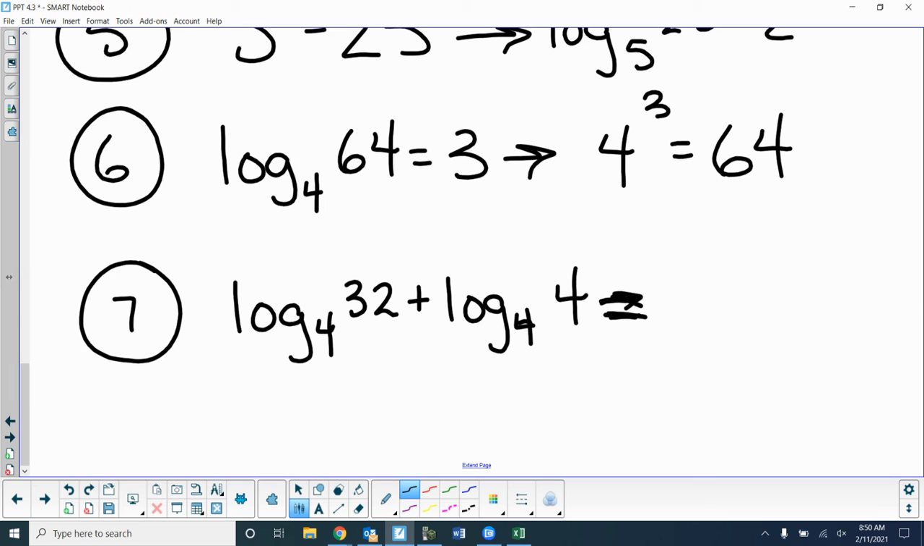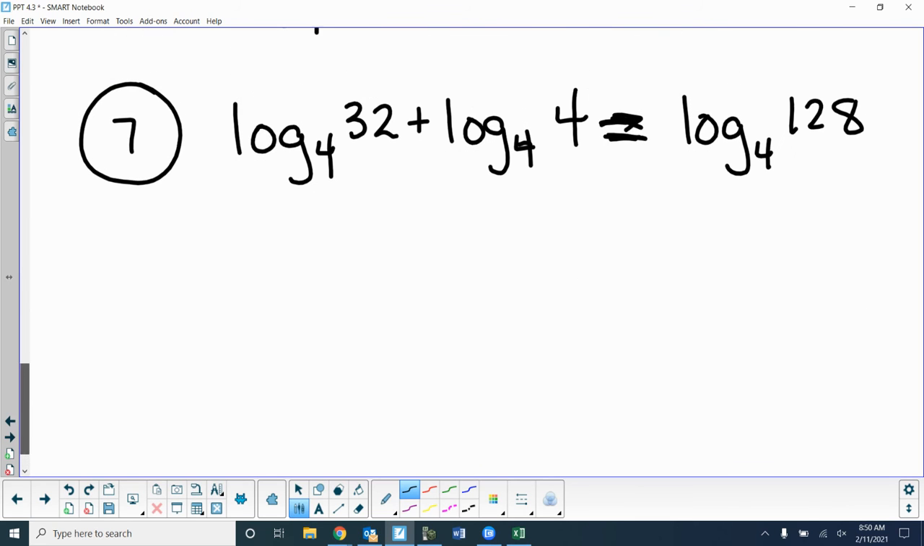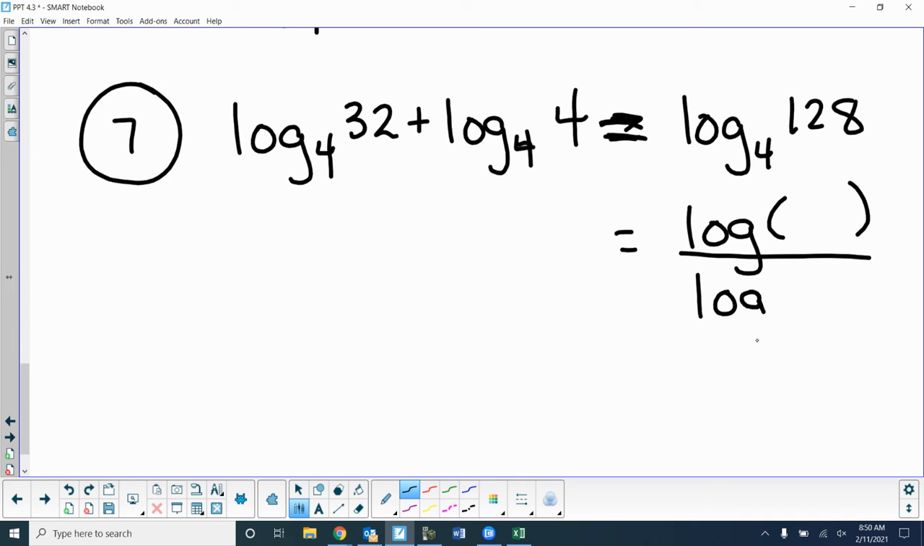So what do I do with the 32 and 4 since it's addition? Multiply, right? So what's 32 times 4? Okay, so I need to see that. Then I need to see the answer, which means just put it in the calculator. So I'm going to write what you're supposed to put in the calculator. Which one, the 128 or the 4 up top? The 128, right. Make sure you close it off. The base, the 4, goes in the basement, in the bottom.